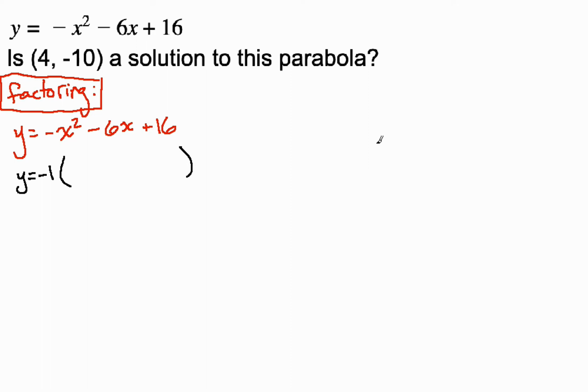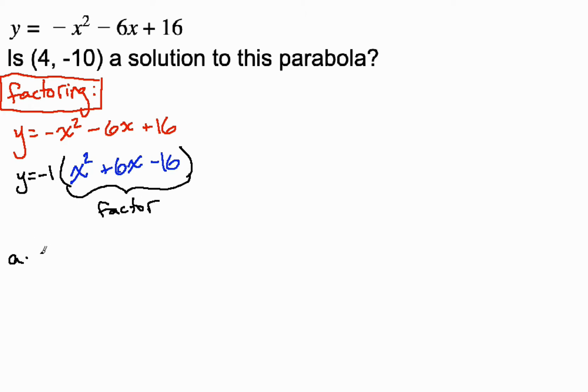So now I'm going to do my reverse multiplication and figure out when I multiply negative 1 into this parentheses, I should get negative x squared minus 6x plus 16. So this is actually an easy problem because it's just the opposite of what I see. Instead of negative x squared, I have positive x squared. Instead of negative 6x, I have positive 6x. Instead of positive 16, I have negative 16. Now, I'm going to factor this part.